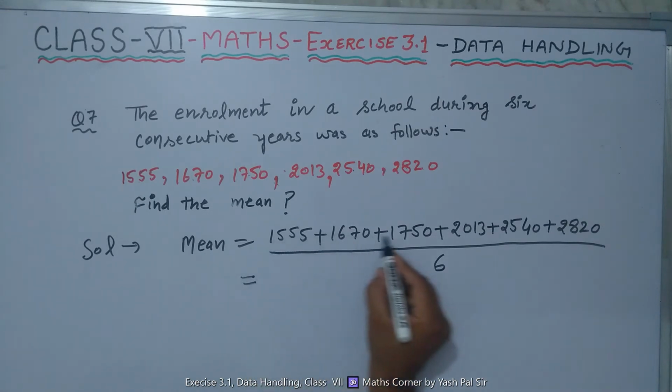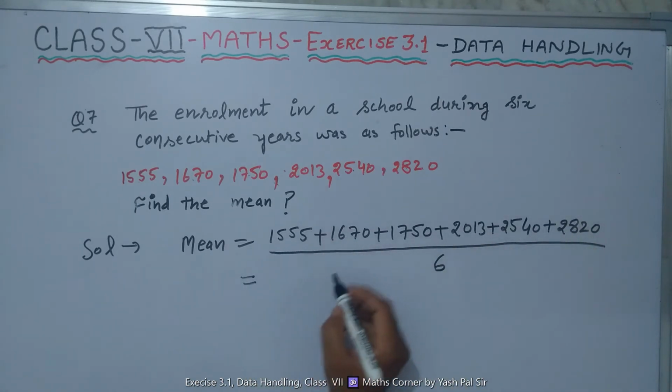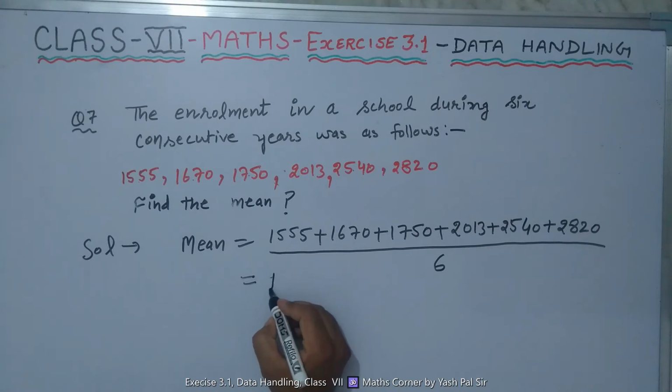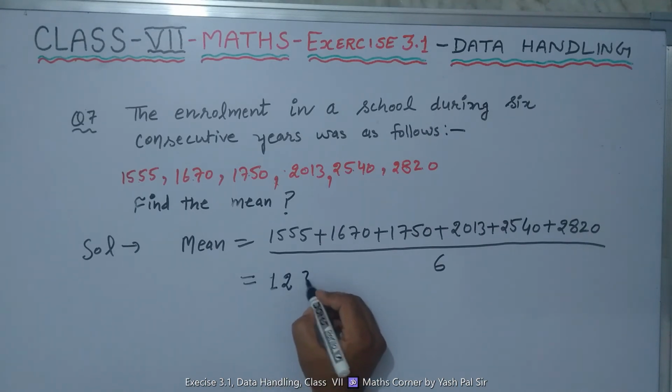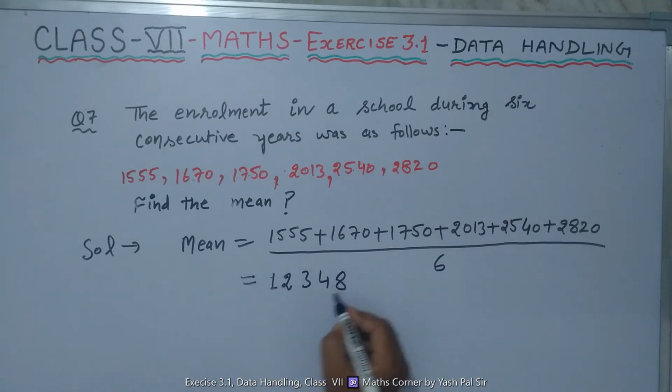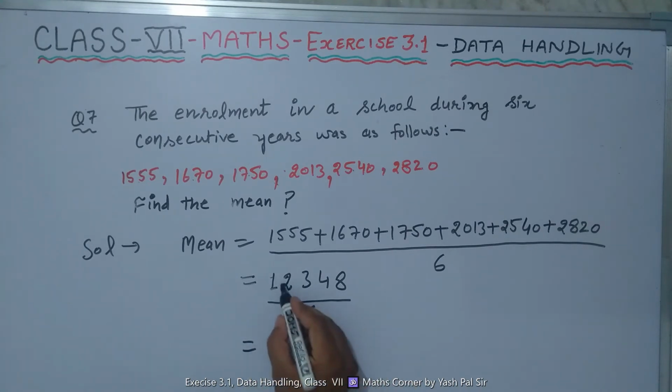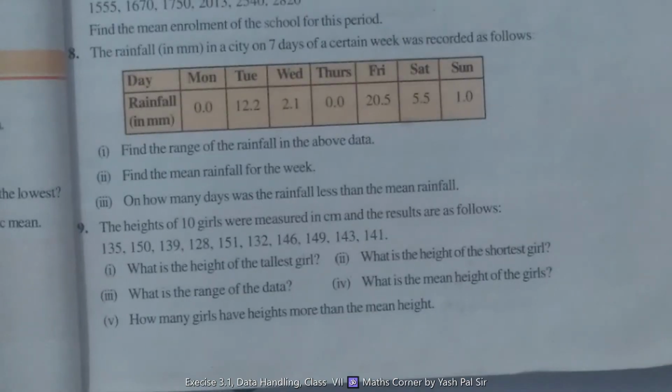So what is the sum of all these numbers? The sum is 12,348. Divide by 6, and dividing this we have the answer 2058. So this is the answer. Okay, this is the mean. Now what is there in question number 8?